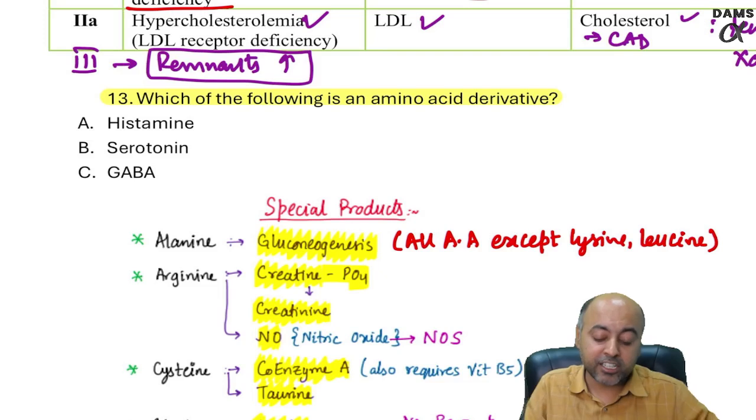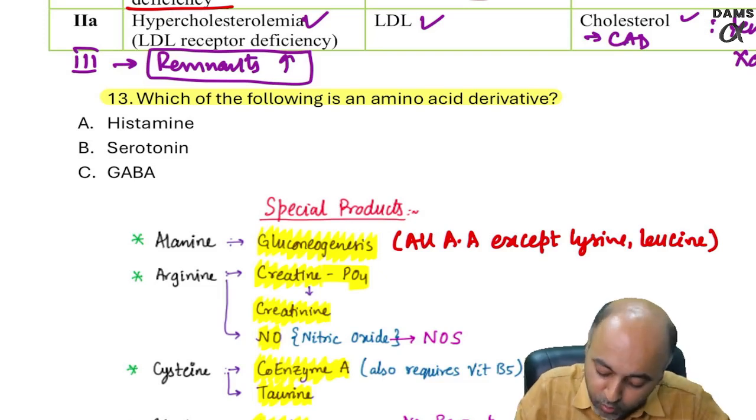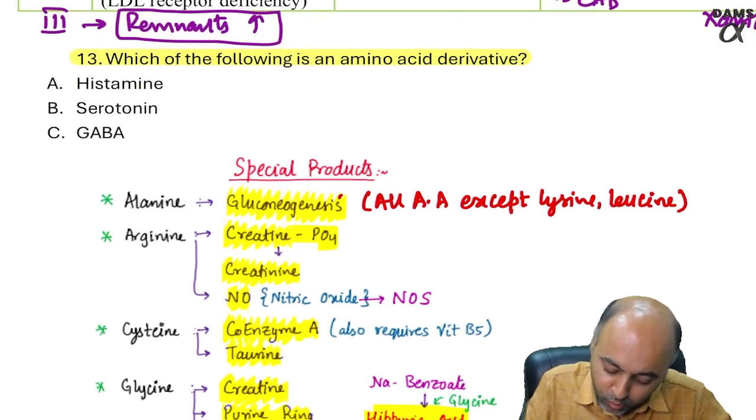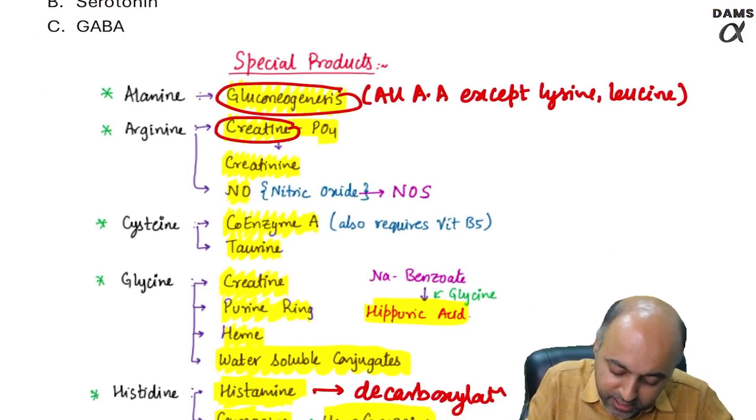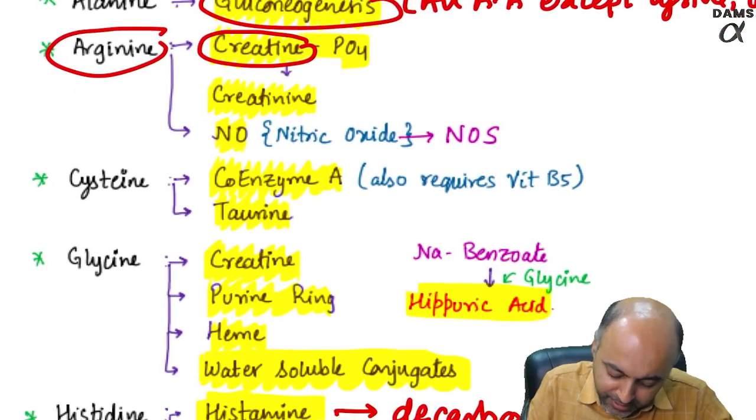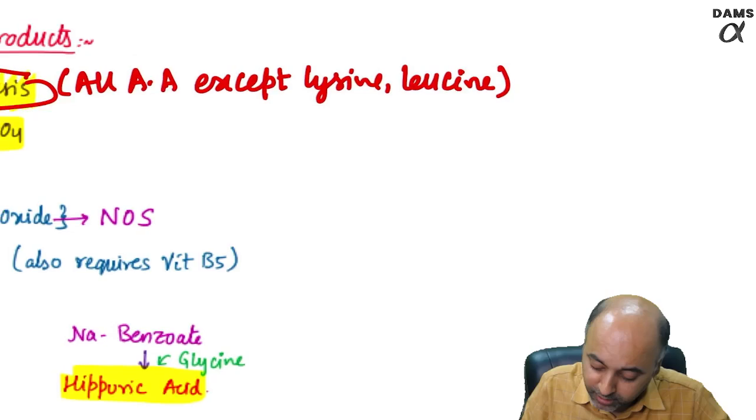Questions on amino acid derivatives. Three or four names I want to highlight. Number 1, glucose from amino acids. Number 2, creatine requires three amino acids: arginine, glycine, and methionine.